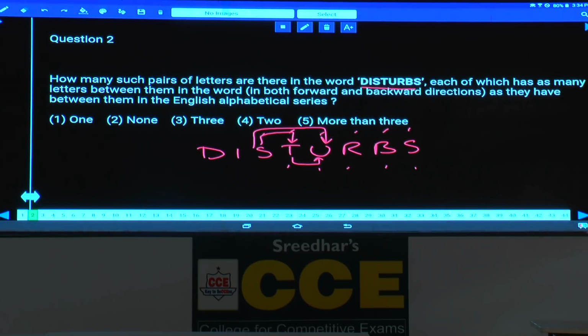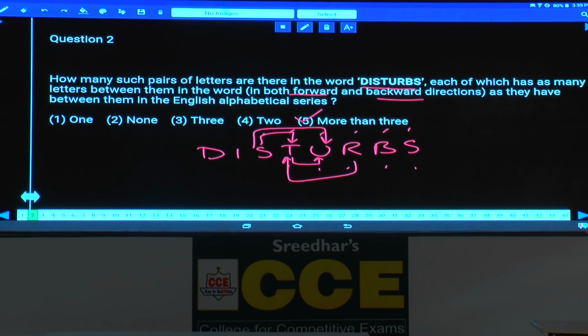Again, from right to left, because both forward and backward directions are given. Starting with S, T, U, V, W, X, Y, Z, and B, C, D, E, F, G, H, no letter is matching. Then R, S, and T. Between R and T, there is only one letter here. In the alphabetical order also we have only one letter. Hence as of now, how many did we get? 4 such pairs. The only choice left is choice 5, that is more than 3. Choice 5 is the answer.